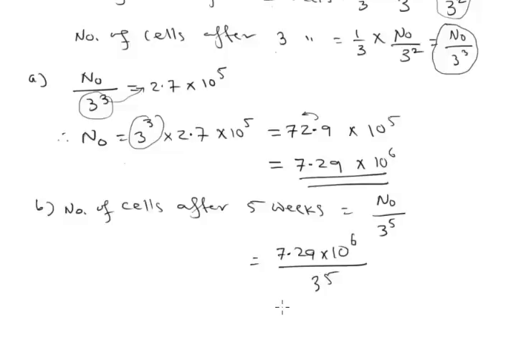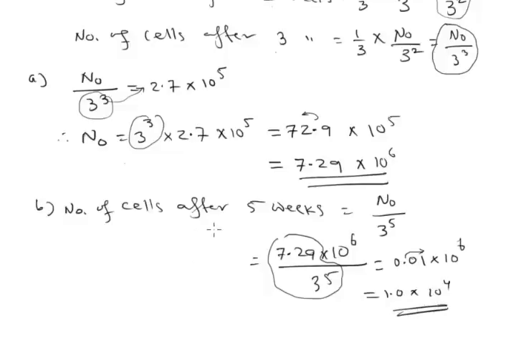So now if we calculate this part, we will get 0.01 times 10 to the power 6. Now if we take this decimal point 2 digits right, it will be 1.0, and then this power will reduce by 2, so it will be 10 to the power 4. So the number of cells after the 5th week is 1.0 times 10 to the power 4.